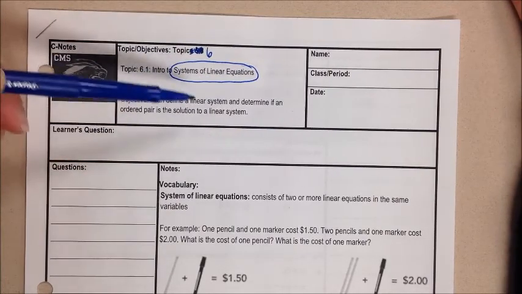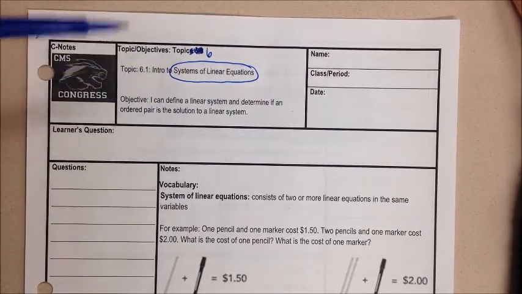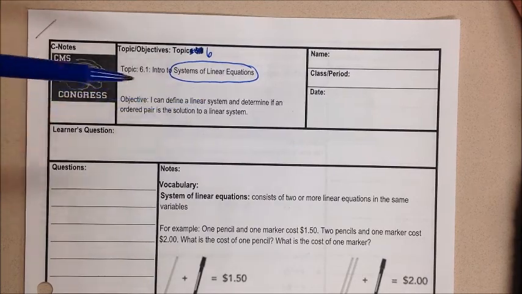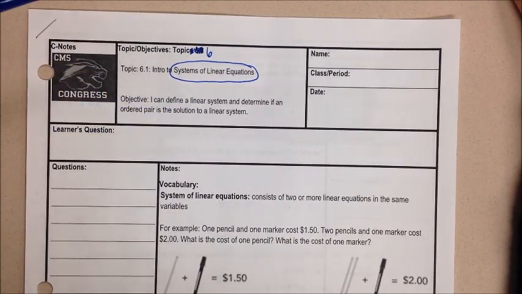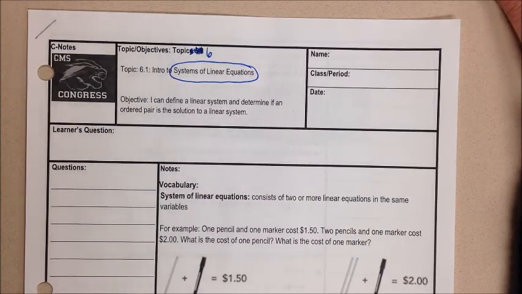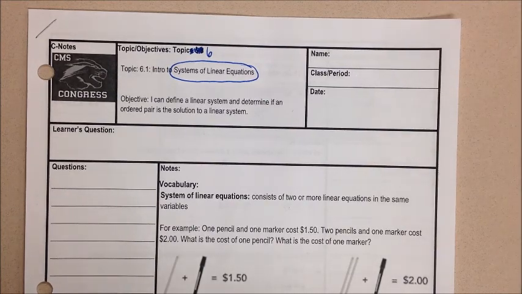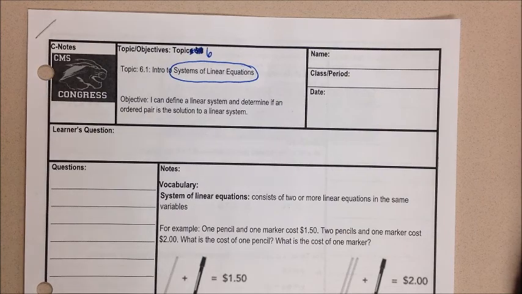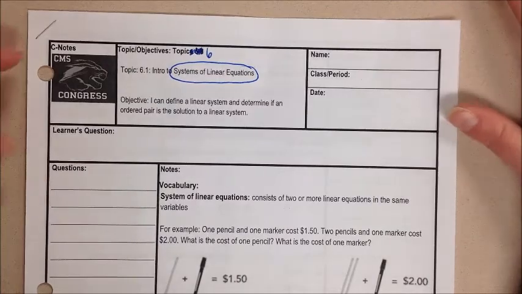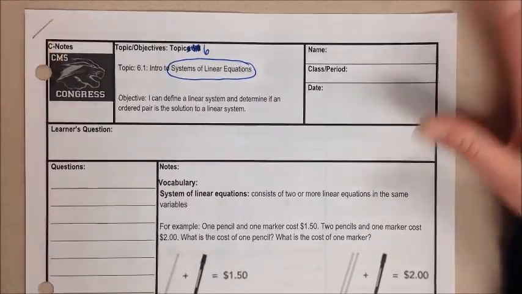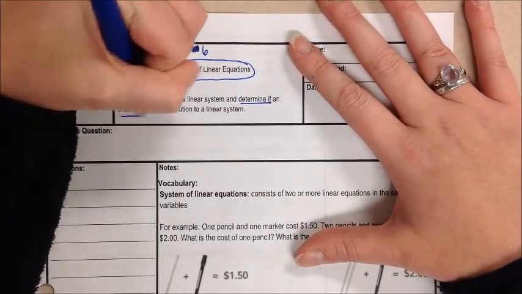We are starting systems of linear equations, so today is just going to be an intro day where we talk about how to define a linear system and determine if an ordered pair is the solution to a linear system. And we're also going to do some writing of some linear systems, not solving today. Tomorrow we'll do a little pre-activity, and then we'll do 6.3. We're going to jump to 6.3, and that'll be some graphing, which is everybody's favorite, I know. Then we'll start solving. So just today is defining and determining if an ordered pair is the solution.